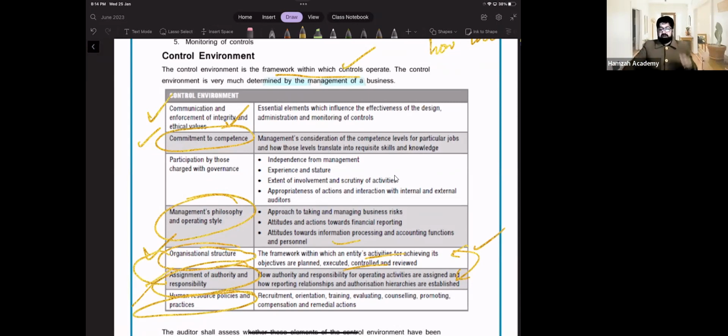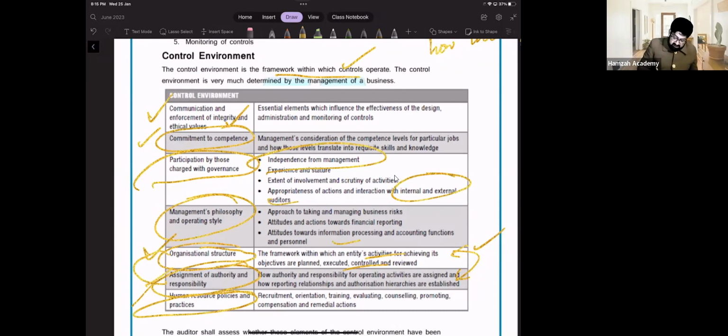Now, students, participation by those charged with governance, the directors of the company. What is their experience? How much do they involve themselves in the operation? How much do they monitor? How much supervision do they provide? How much do they use auditors for controls? Yes, they are monitoring managers. They should not have any relationship with them, to ensure an appropriate environment. Independence.